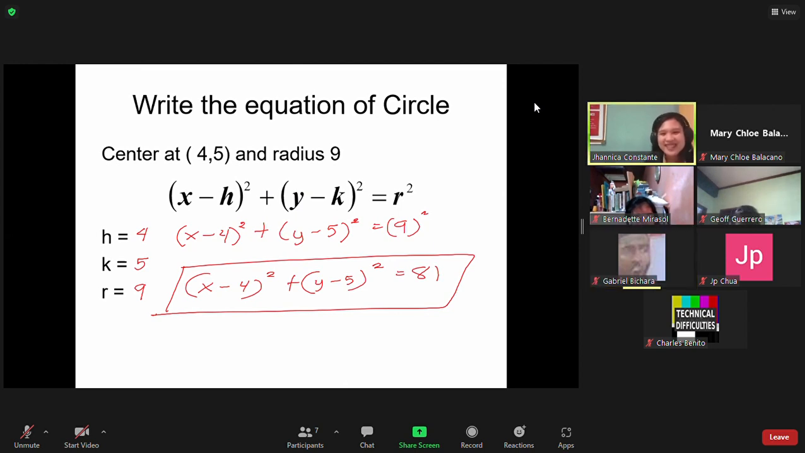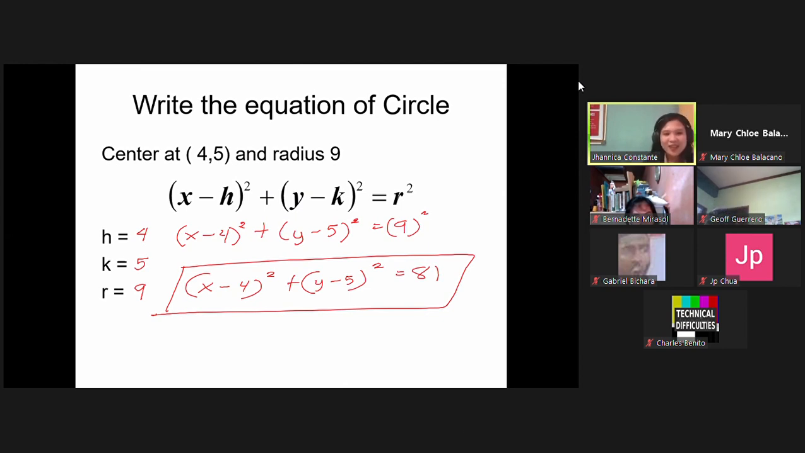It's very easy to write the equation of a circle since you're just going to get the square of your radius, if the radius is given. But we're going to have a different problem where the radius is not given. We're going to solve for the radius first before you can write the equation. Let's have another example with the same problem like this one.